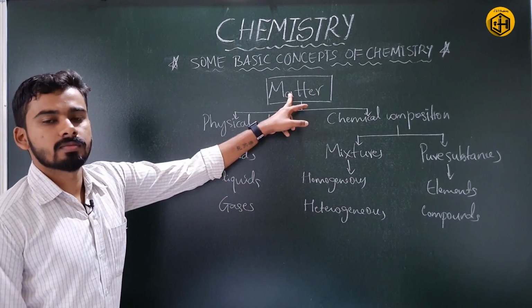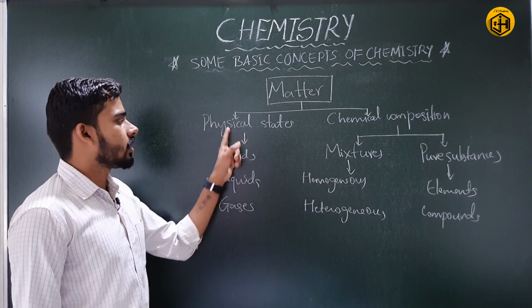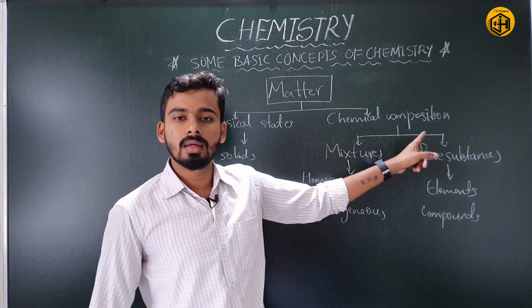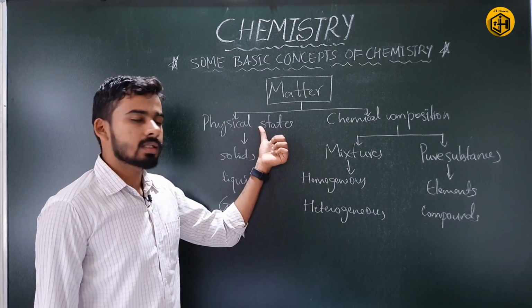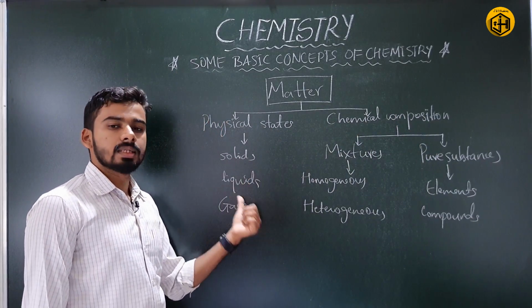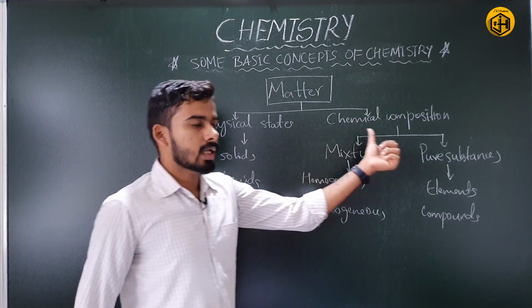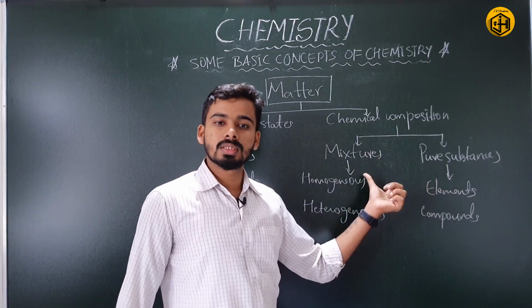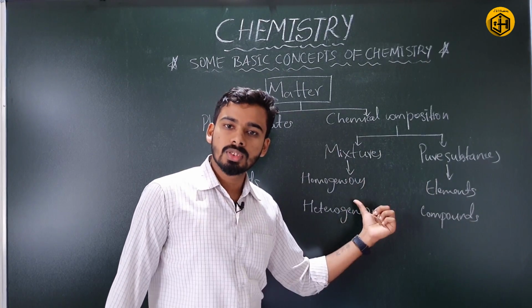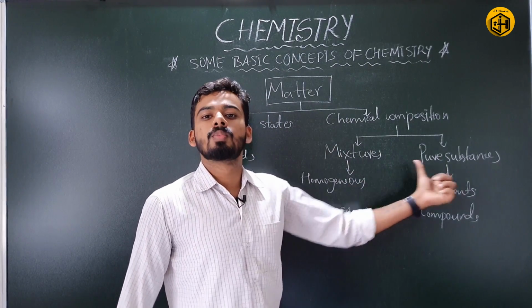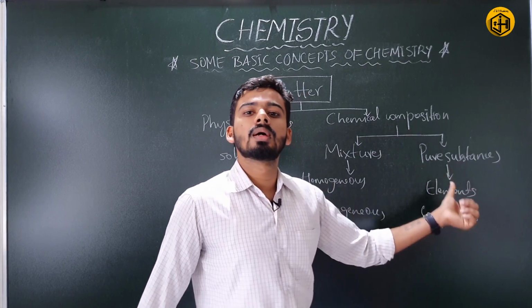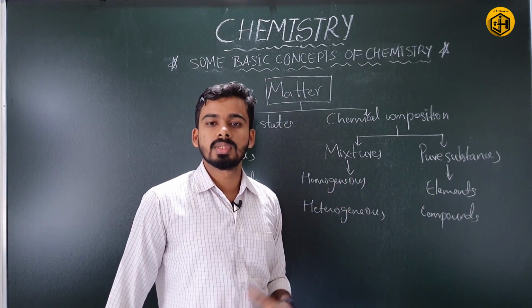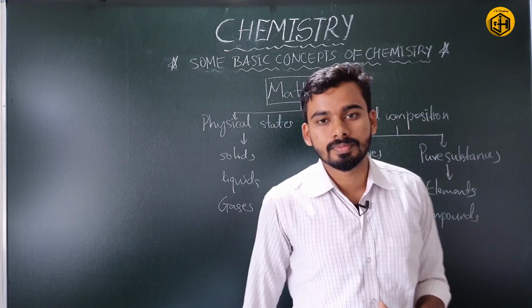Matter is classified into several types depending upon the physical states and chemical composition. Based upon the physical states, it is classified into solids, liquids and gases. Based upon chemical composition, it is classified into mixtures and pure substances. Mixtures are again classified into homogeneous mixture and heterogeneous mixture. Pure substances are again classified into elements and compounds. We will see what are these one by one.